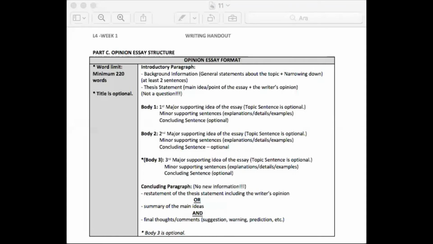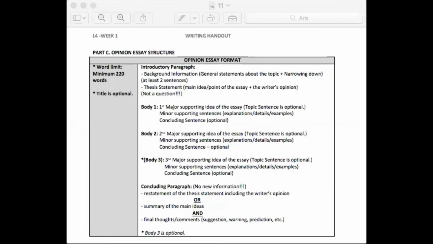And then here we have the center of the essay, body paragraphs. These are the paragraphs that explain and support the thesis statement and come between the introduction and the conclusion. There must be at least 2 body paragraphs in an essay. So the third one is optional. Each body paragraph can start with a topic sentence, but it is optional as well.